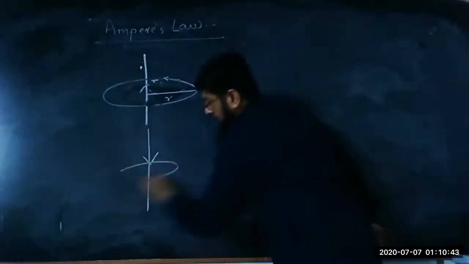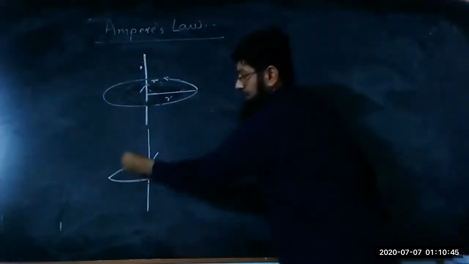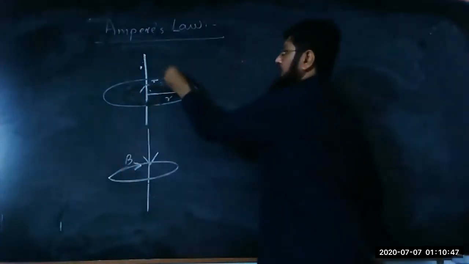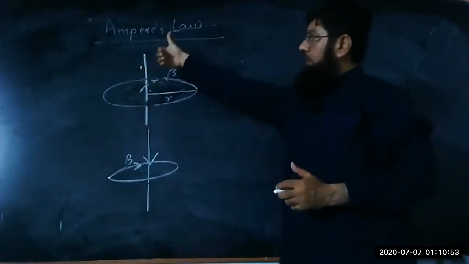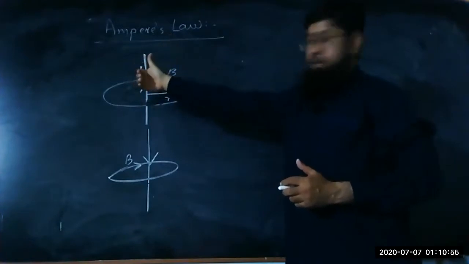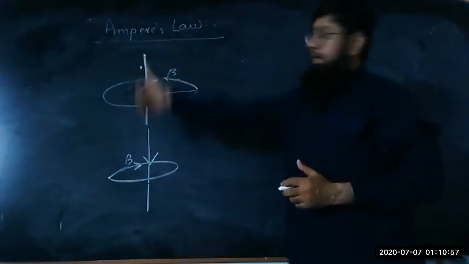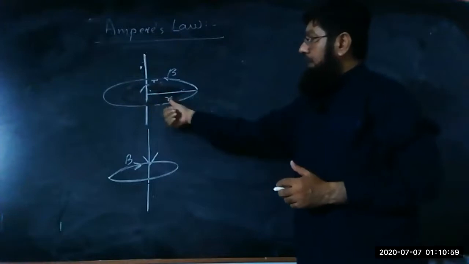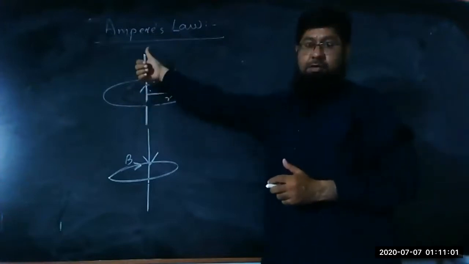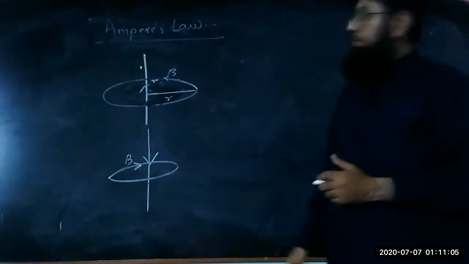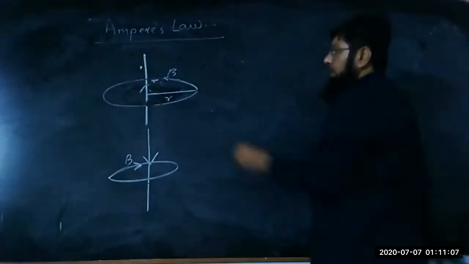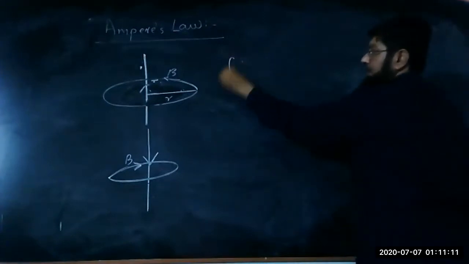So here the magnetic field is this. This is the B, in the form of concentric circles. So when the current is flowing in the wire, it creates a magnetic field around the wire. And this magnetic field is directly proportional to the magnitude of the current and inversely proportional to the distance away from the current.